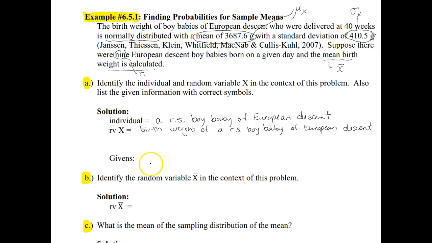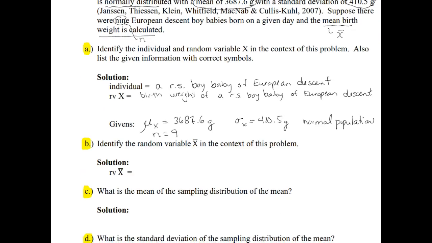And our givens here, we're just going to list these. We kind of outlined them as we read through the paragraph there, but mu sub x is going to be 3,687.6 grams, and sigma sub x is going to be 410.5 grams. And then I'm going to add in here, because we'll need to know that we have a normal population to be able to use normal CDF and inverse norm. And then the other piece of information we were given was that little n was 9.